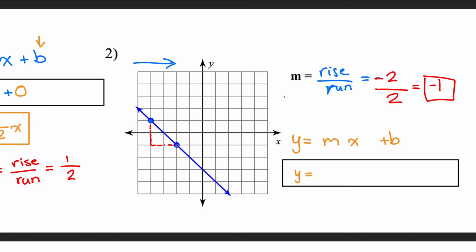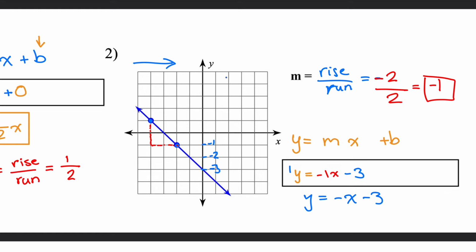So we can substitute that into the equation. Y is equal to negative 1 times x. Now what's our b value? Our b value is going to be the y-coordinate where this line crosses the y-axis. Let's assume each box is 1 unit. It's going to be negative 3. So minus 3. And that's our answer. Or you could write it like y is equal to negative x minus 3, you don't have to put the 1. And that's our equation of this line.